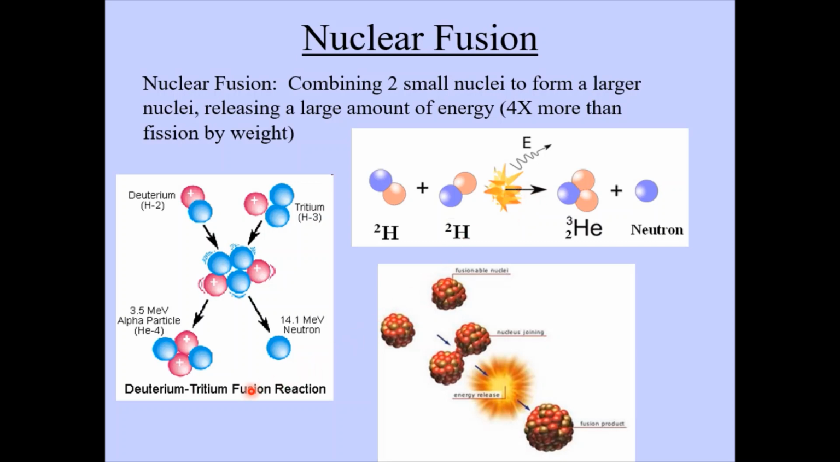This is a deuterium tritium fusion reaction where you have deuterium, which is H2, and tritium, which is H3. These are 2 isotopes of hydrogen. They can fuse together. This is actually the reaction that is used in the hydrogen bomb, the fusion bomb, and it fuses together and releases a tremendous amount of energy. You can see this neutron is kicked off with 14 million electron volts of energy, and this alpha particle has about 3.5 million electron volts of energy.